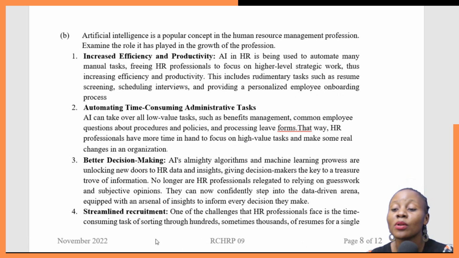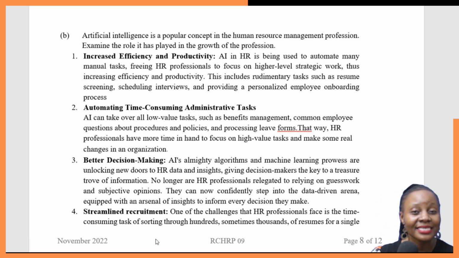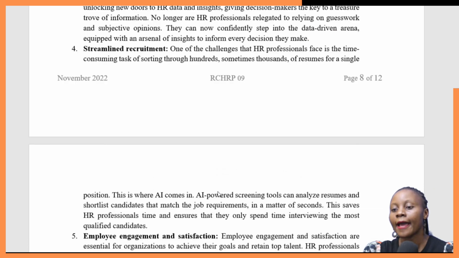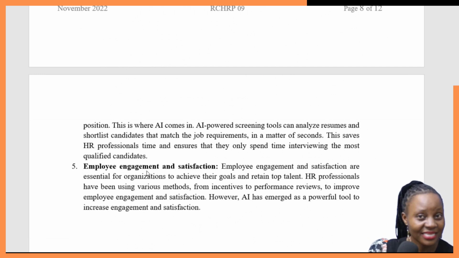AI has also enabled streamlined recruitment. The recruitment process is very overwhelming and tiresome. Remember, it can be prolonged, especially if the applicants are so many. Doing it manually could take you a whole lot of time, energy, and effort. But if you have machines which have been programmed to do it, we can have a very smooth process of recruitment, free from errors, and save a lot of your time, energy, and effort. That can be possible through artificial intelligence. So streamlined recruitment. And lastly, we have employee engagement and satisfaction.